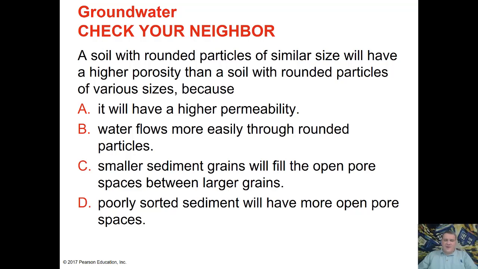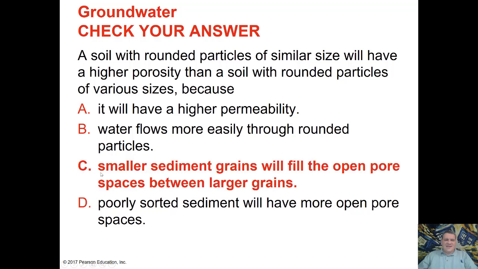All right, so the correct answer is C. Okay, if we have poorly sorted material, then we have big pieces and small pieces, and the small pieces will fill into the holes between the big pieces, which decreases the overall porosity and permeability. So the answer is C.